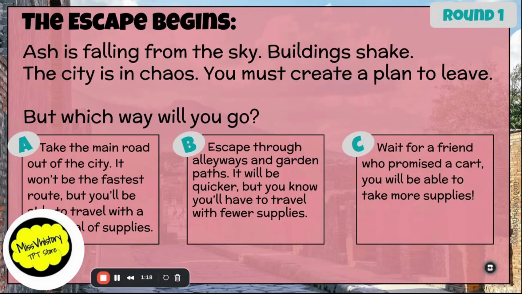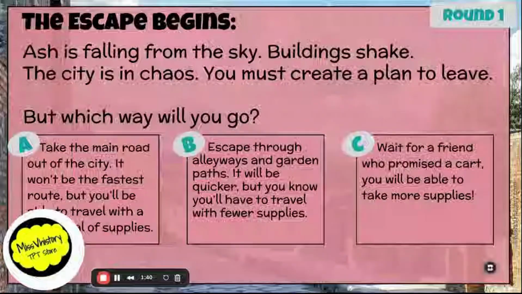Option B, do they escape through the alleyway and the garden path? It's going to be quicker, so more Vita points, but they could have less supplies, or they might lose some of their supplies along the way, costing them some fortune points. Or do they wait for a friend who promised a cart, so they'll be able to take more supplies, have more fortune points, but they have to wait a while to do that?